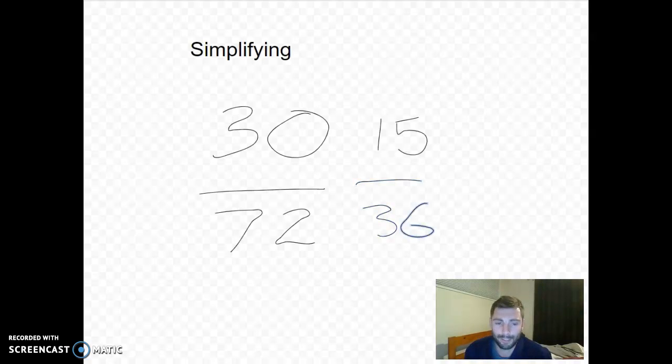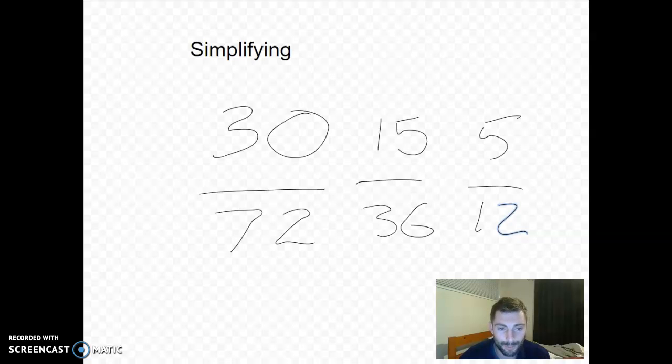Alright, so we've simplified it a little bit. I'm sure we can simplify it more though. We can't half it again because 15 doesn't half, but we can third it. We can do it into thirds. So 15 thirded is 5. 3 5s make 15. And we can third 36 as well, because 3 12s make 36. And there you have it. 30 over 72 is the same as 5 over 12.